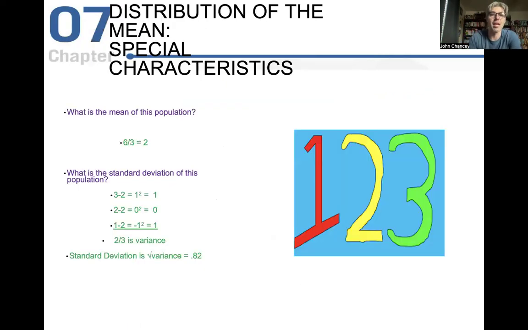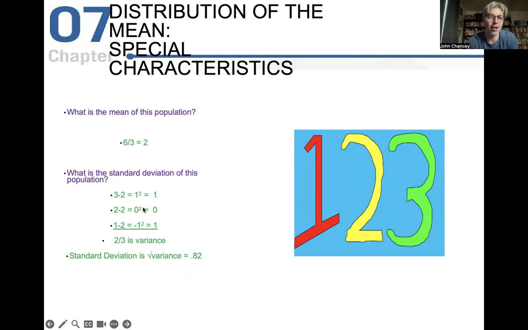If we have the mean of our population, again pretty simple, one, two, three, we only have three data points. We add those up and divide by the total number, which gives us two. We can find our standard deviation pretty quickly as well. We subtract three from two, two from two, one from two. That's our mean.